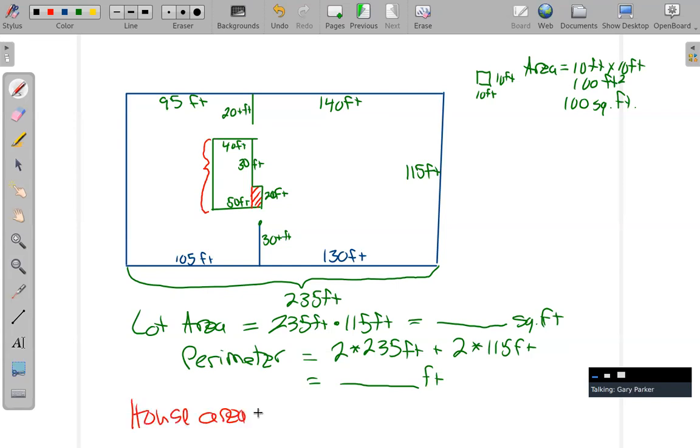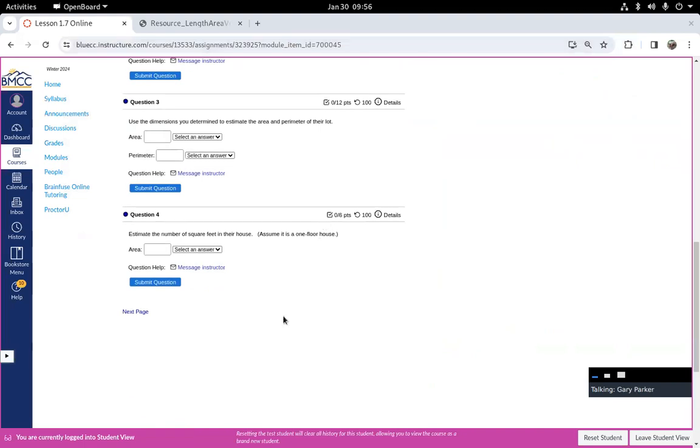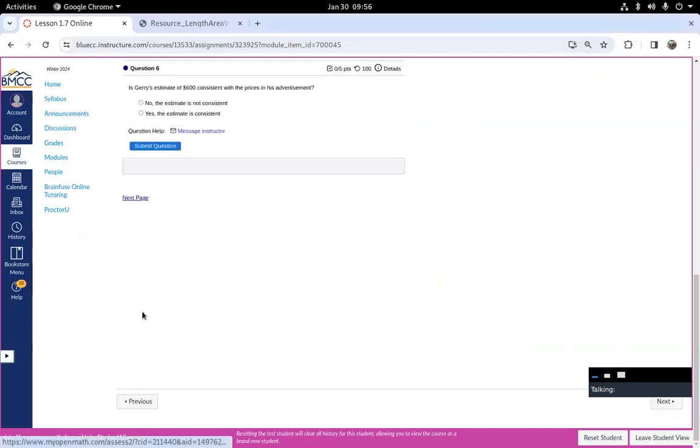So I would say for the house area, we have 2 pieces we're going to add up. One piece is 40 feet by 50 feet. And then we'll add on to that the piece that is 10 feet by 20 feet. And so that's going to give us some total number of square feet, or feet squared. So whip that out on your calculator. And let's see what we got next.